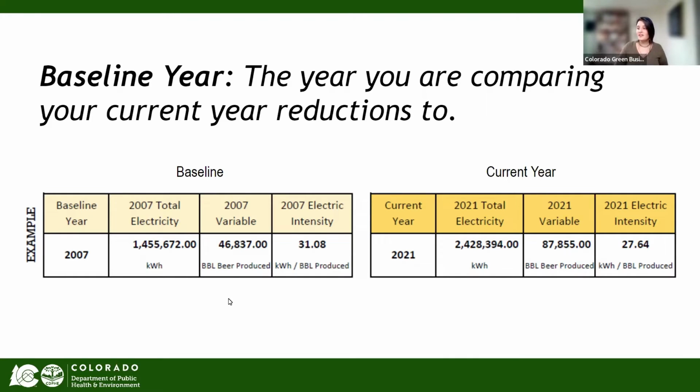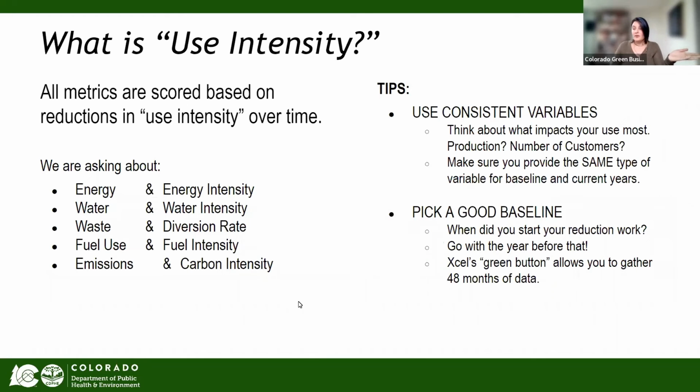So you can see that I've entered in the number of barrels that I produced in 2007 as my baseline use intensity variable. And that gives us a use intensity or an electricity use per barrel for 2007. So as I just mentioned, use intensity is a formula that really allows you to tell the story of your energy reduction over time, regardless of other variables that have changed.